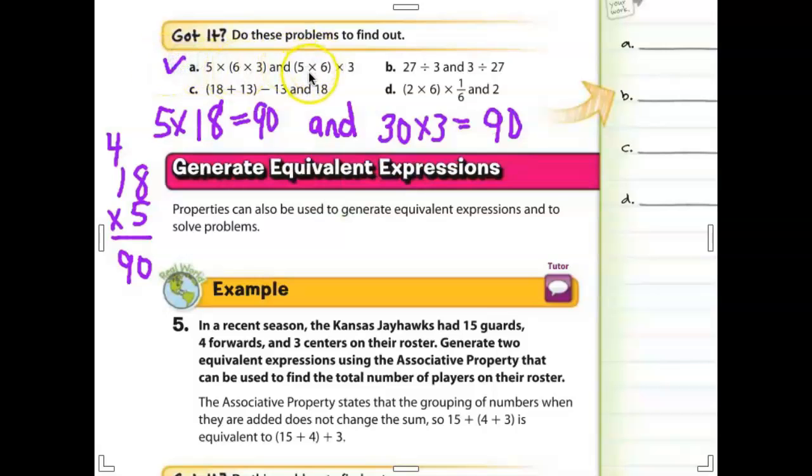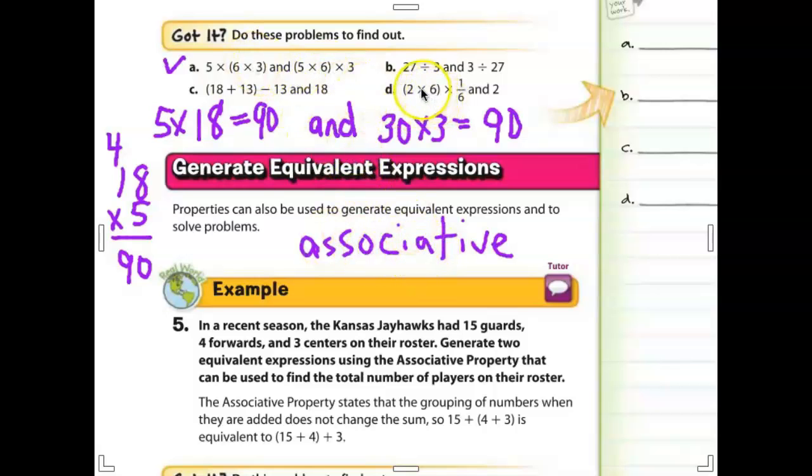Now, what property is that? Go ahead and answer that for me. That is actually going to be the associative property. And the reason why it's the associative property is that it never moved any of the numbers around. Associative. I hope I spelled that right. Okay, so it's associative property because all it did was move the parentheses. 5, 6, 3. 5, 6, 3. Also, it's multiplication. So only multiplication and addition can use the associative property.